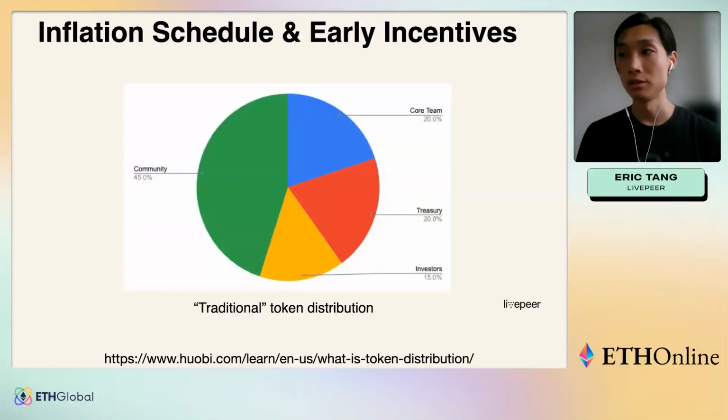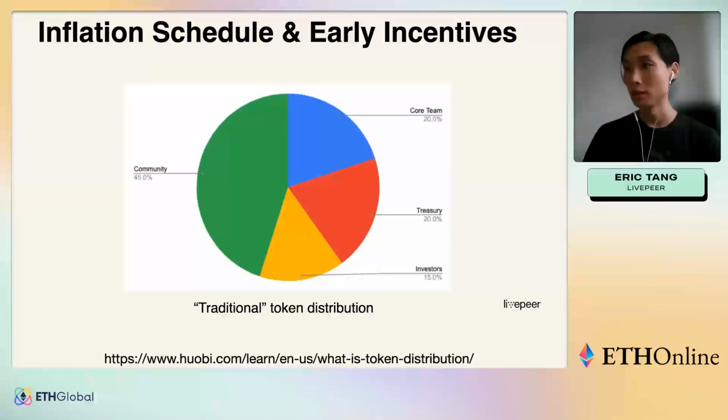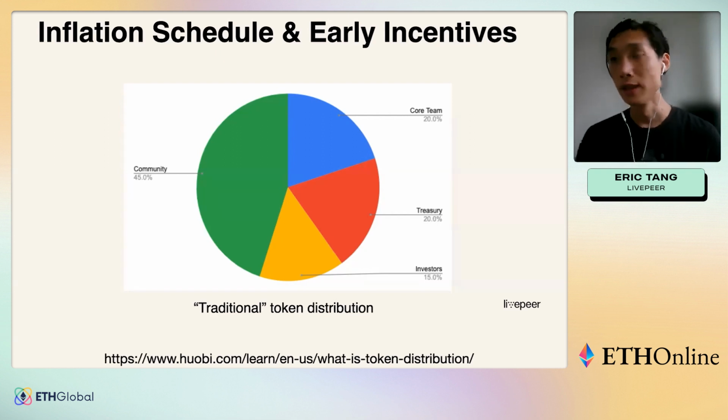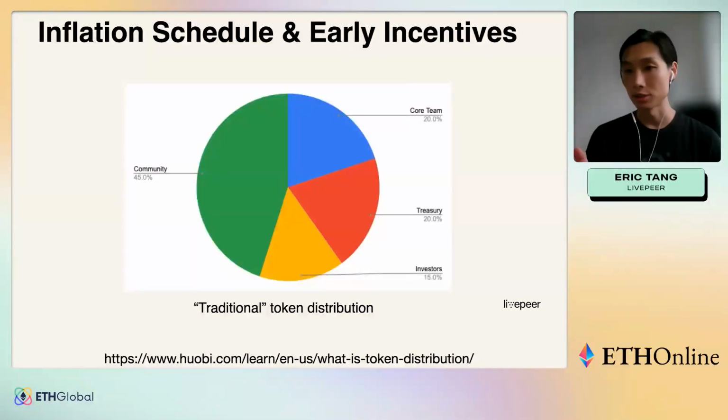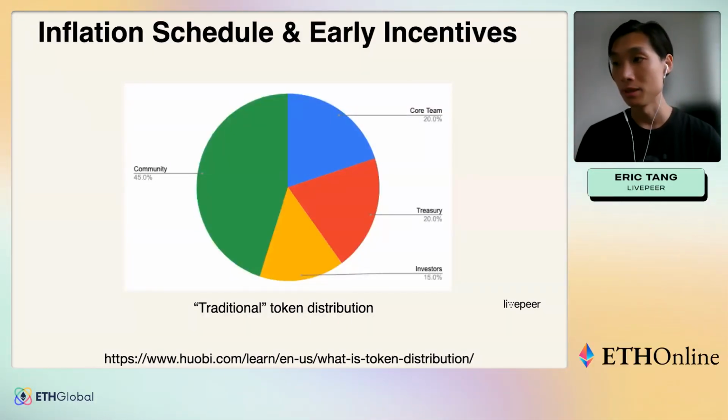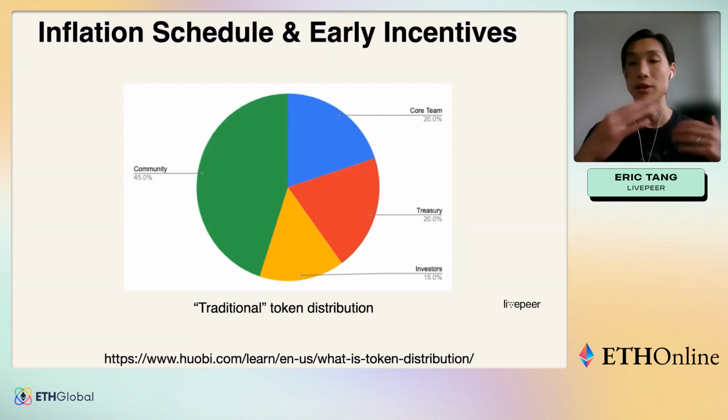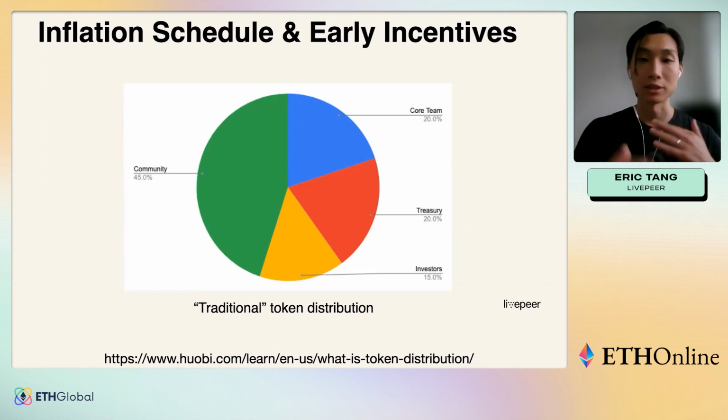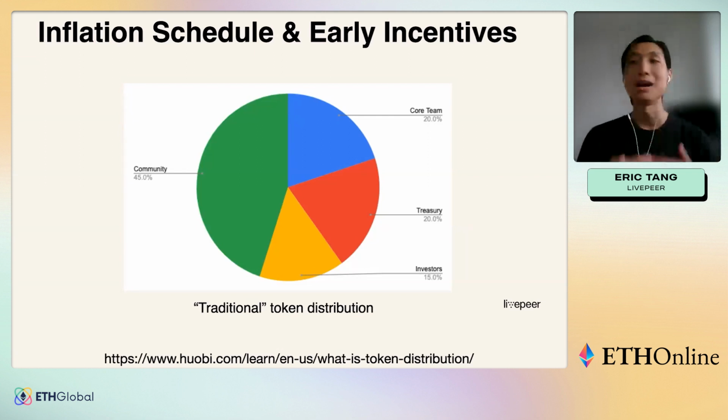So a pretty traditional token distribution model is something like this, right? A core team comes together and decides, we're going to put aside 20% of all the tokens for the core team, 20% to the treasury, and 15% to investors if they're raising some money to get started. And then the rest, which is 45%, can be for the community in a participation-based distribution or mining-based distribution, something like that.